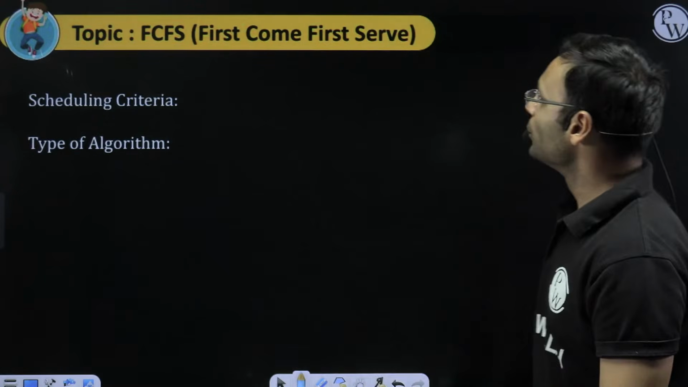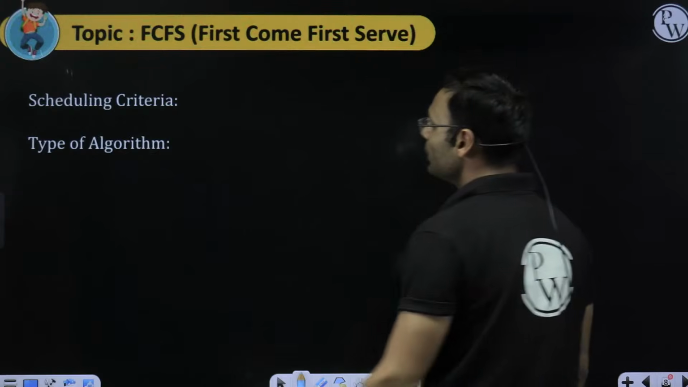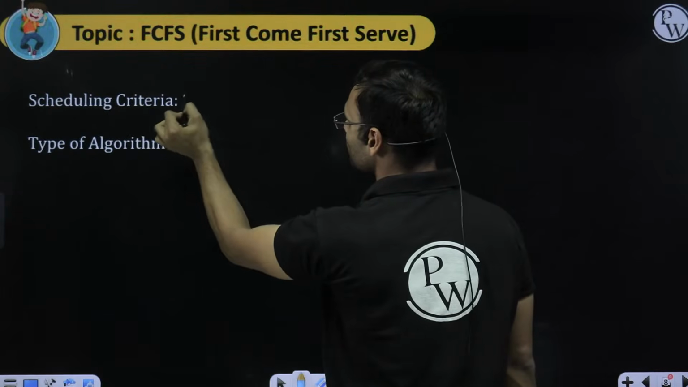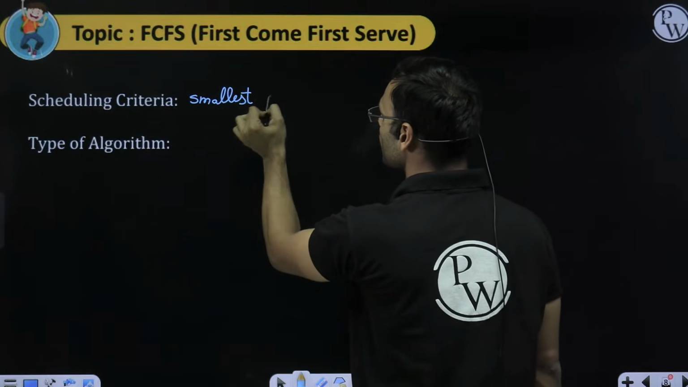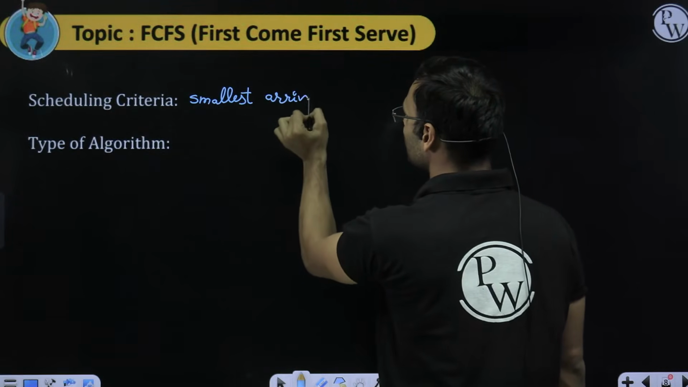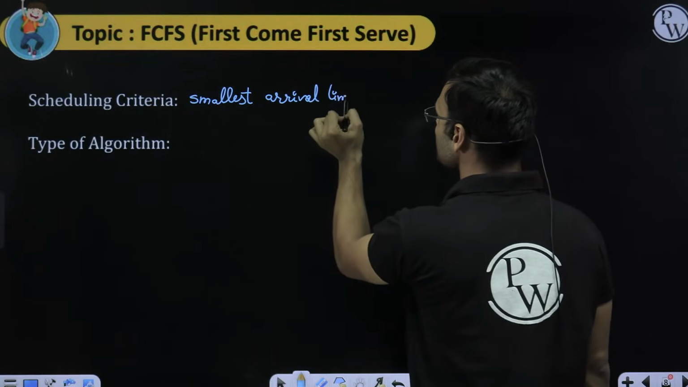So what is the scheduling criteria here? Scheduling criteria here is arrival time. The process with the smallest arrival time will be executed first. Smallest arrival time process first.